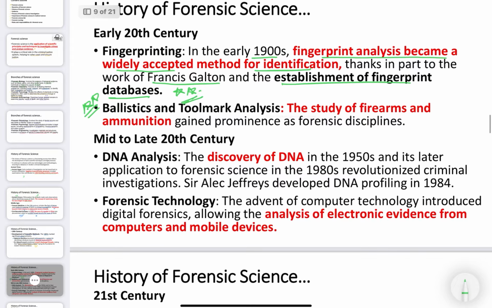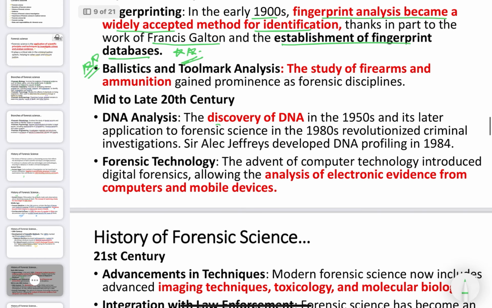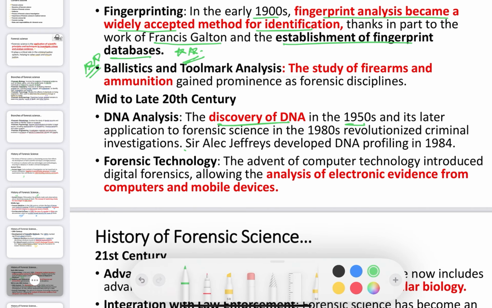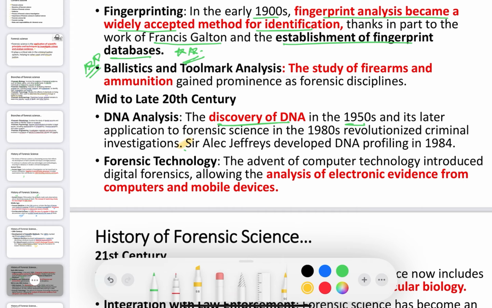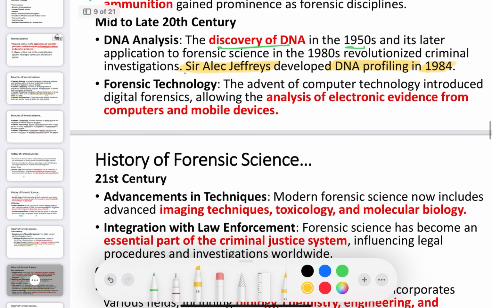In the mid and late 20th century, the discovery of DNA in the 1950s and its later application to forensic science in the 1980s revolutionized criminal investigation. It is very important here. Sir Alec Jeffreys developed DNA profiling in 1984.